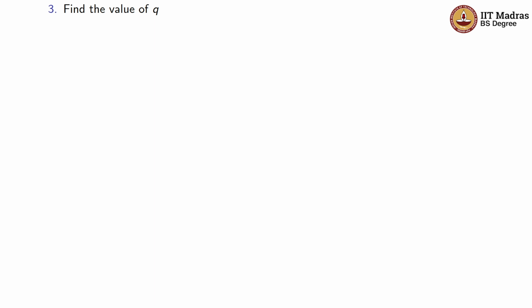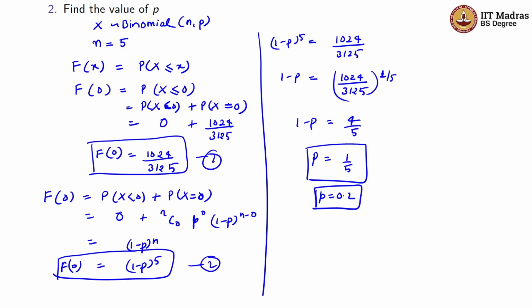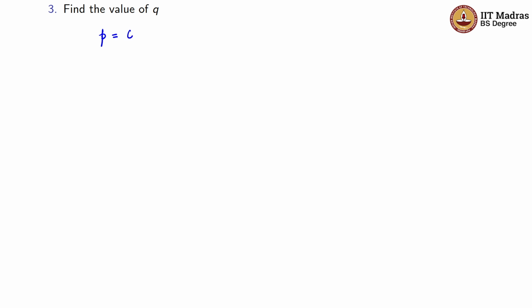Question number 3, find the value of q. We have already calculated that the value of p is equal to 0.2, and we know that q is equal to 1 minus p. So q will be 1 minus 0.2. So the value of q will be equal to 0.8.